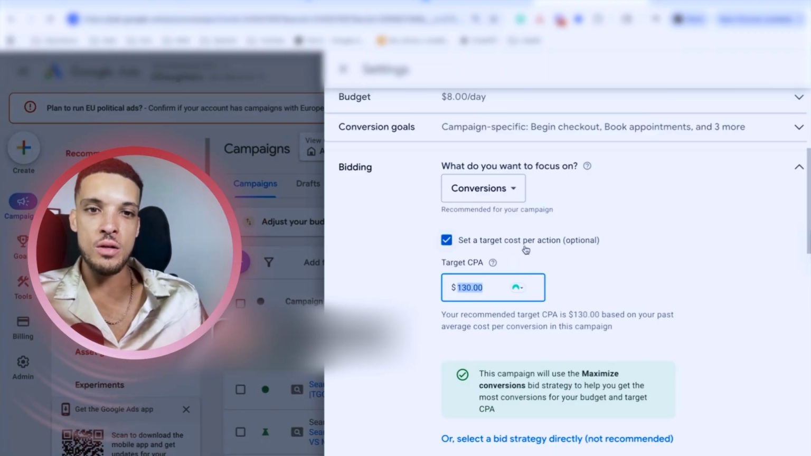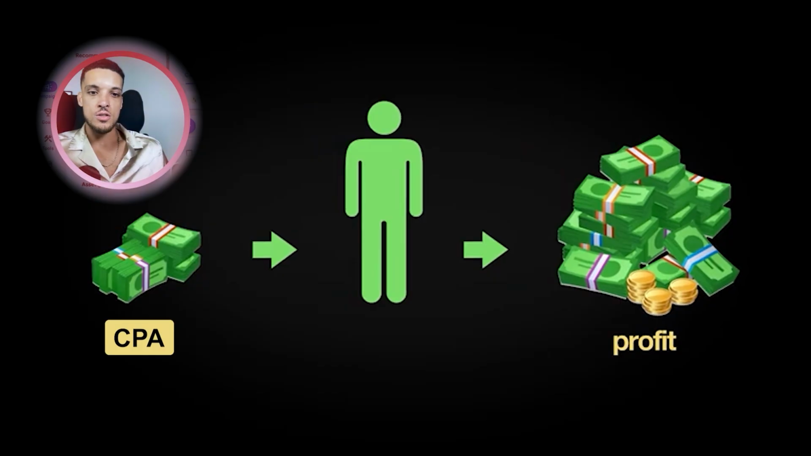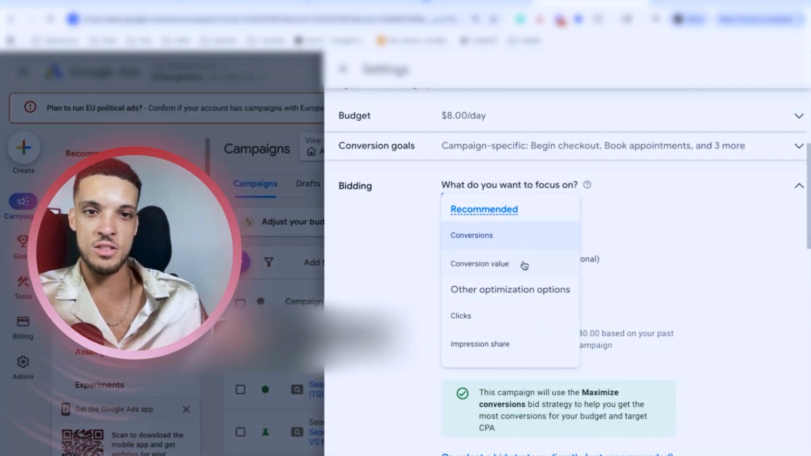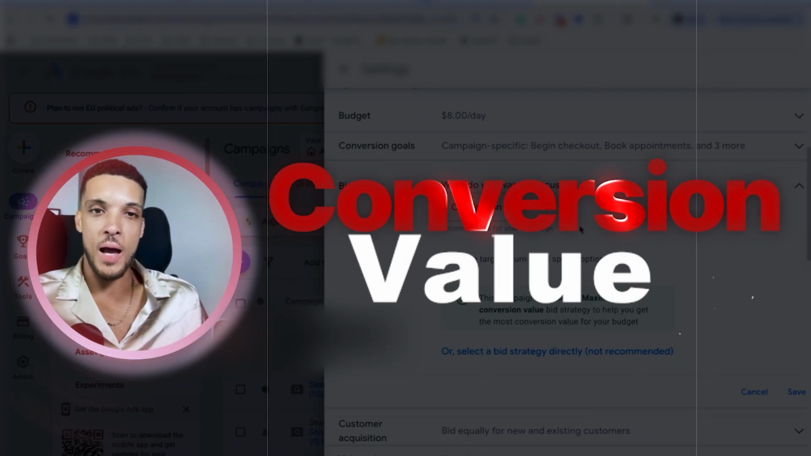But target impression share is mostly really good for lead generation businesses or single product e-commerce stores that have an average order value that's very consistent, or lead volume that is all the same services. This is a good go-to for these types of businesses, but they need to be profitable at a certain cost per acquisition.